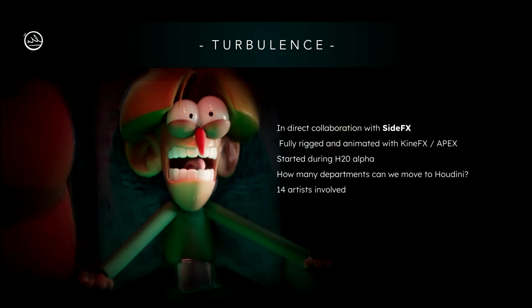Thank you so much. So about Project Turbulence. It's a short film we made together with Side Effects, and where the original goal was to do all of the rigging and animation in this new thing called KineFX/Apex thingy. And we started during the Houdini 20 alpha. So that was very, very early in sort of the introduction of the Apex logic into the rigging system in Houdini. The UI looked completely different. There were no auto-rig components. There was nothing of what you have seen in all the other great talks here today. So there was a lot of R&D involved, which was very fun.